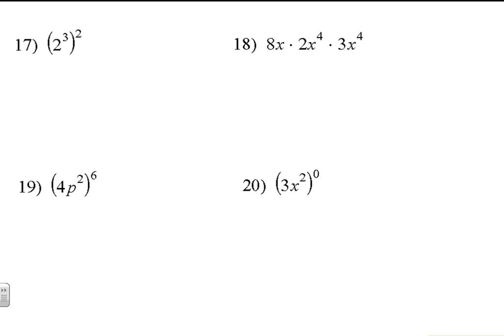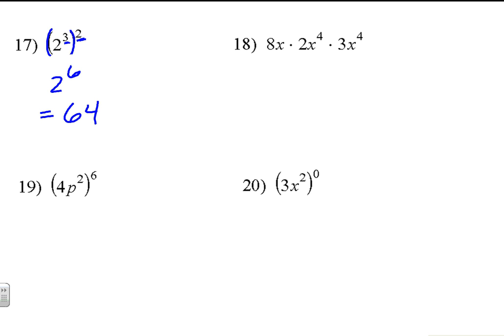Okay, just a few more here. Just all review. 2 groups of 3 2's. 2 grouping symbols of 3 is 2 times, I multiply the exponent, 2 to the 6th. Or if you are going to work that out, go to calculator if you need to, that is 64.